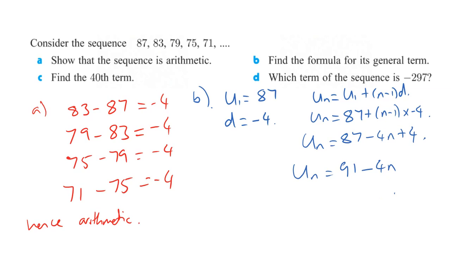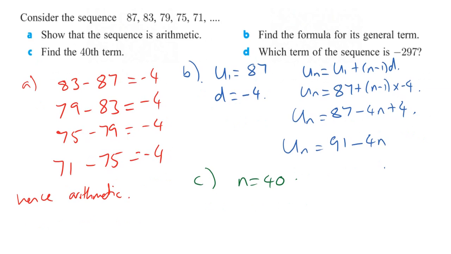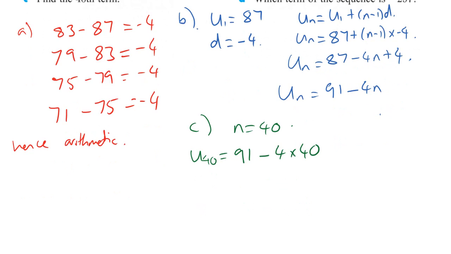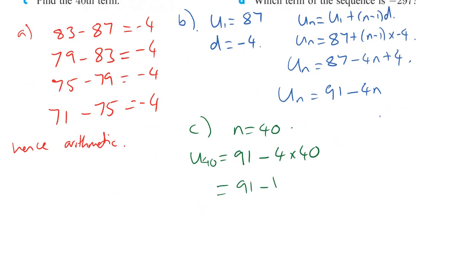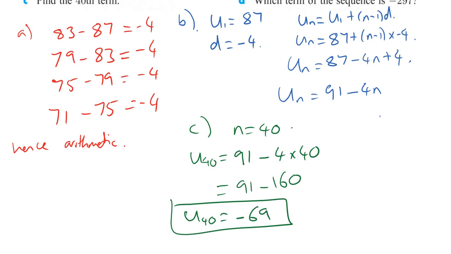Okay, there is our part B. Right, C, let's find the 40th term. Well, this means clearly that n is 40. We're going to put that into that formula we just found and see what happens. So we are going to have U40 is equal to 91 minus 4 times 40. Well, that is 91 minus 160. So U40 is equal to negative 69.